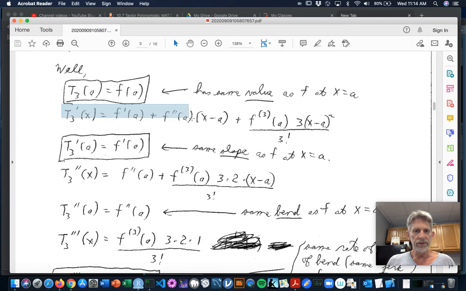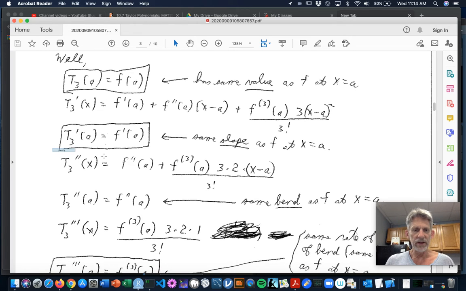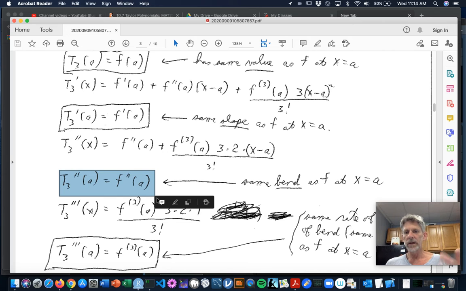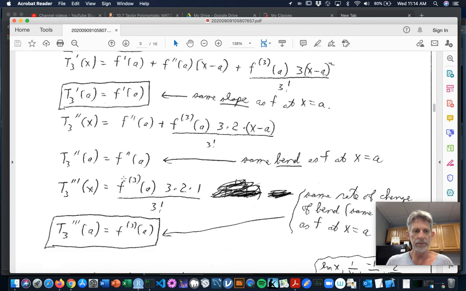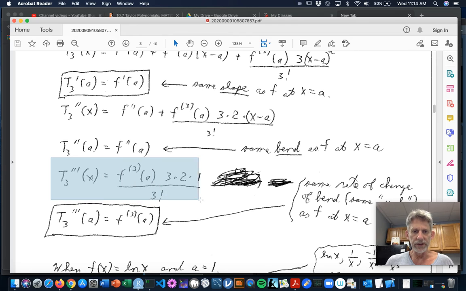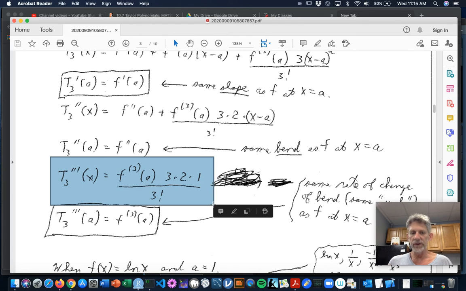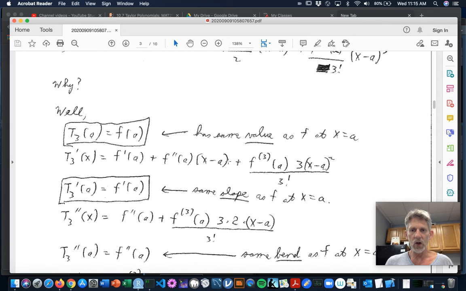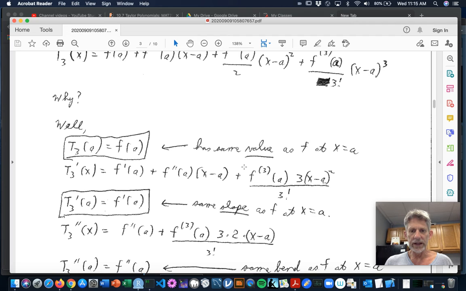If you take the derivative and then plug in a, you'll see that T3 has the same slope as f does at a. If you take the second derivative and plug in your a, then you'll see that T3 has the same bend as f at a. If you take the third derivative, you'll be down to just the third derivative, that constant. And that's because as you've been taking derivatives all the way along, you are accumulating powers.